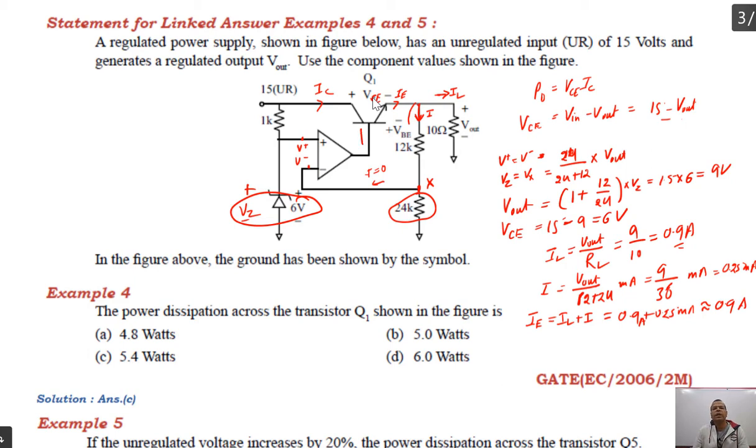The base current of the BJT is suppose IB, so the collector current of the BJT will be the emitter current minus the base current, and the base current is negligible in comparison to the emitter current of the BJT. So this is approximately equal to IE, which is 0.9 ampere. So the power dissipated will be equal to how much? That is 6 multiplied by 0.9, so that gives you 5.4 watt. Answer is C. That is the first part of the question.